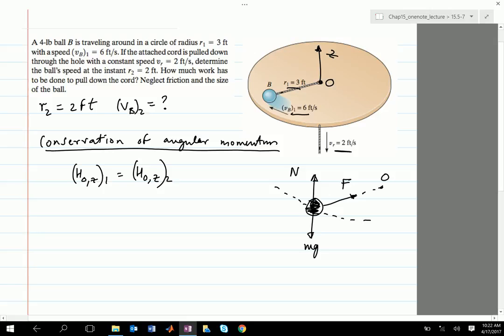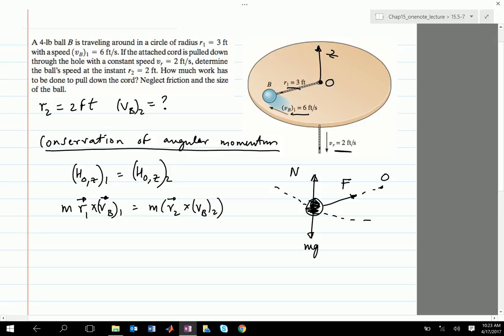Okay, so I'm interested in one. H is a vector, which means it should have 3 numbers to it: Hx, Hy, and Hz. Well, in this case, I'm only interested in the angular momentum in the z direction. So H is along k. So why is it along k? Well, m r1 cross v_B1 equals m r2 cross v_B2, right?